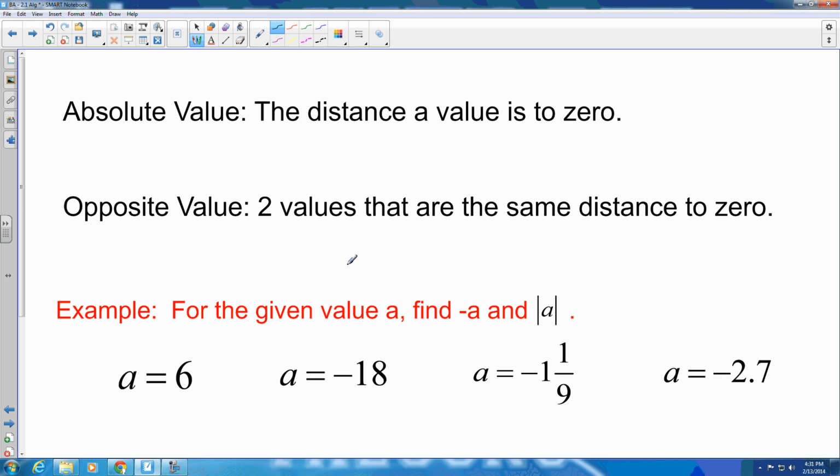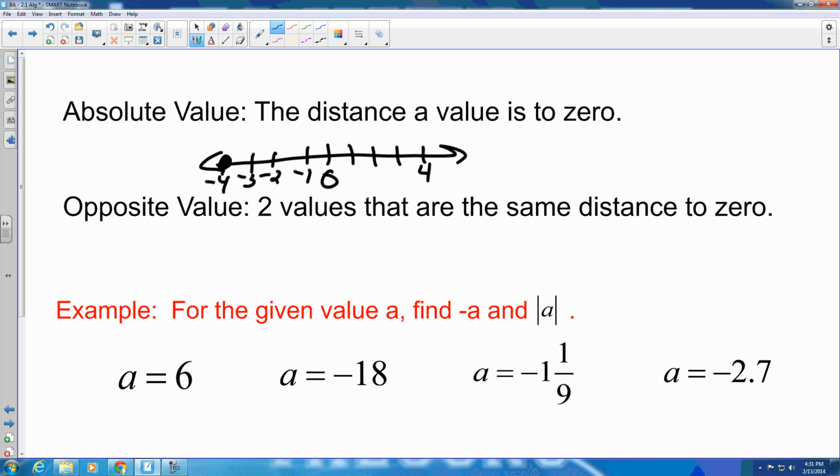And also in this section we get into absolute value and opposite value. Absolute value is the distance a value is to 0. So if I had my number line here, I had 0 here. Instead I went 1, 2, 3, 4. And then I got negative 1, negative 2, negative 3, negative 4.